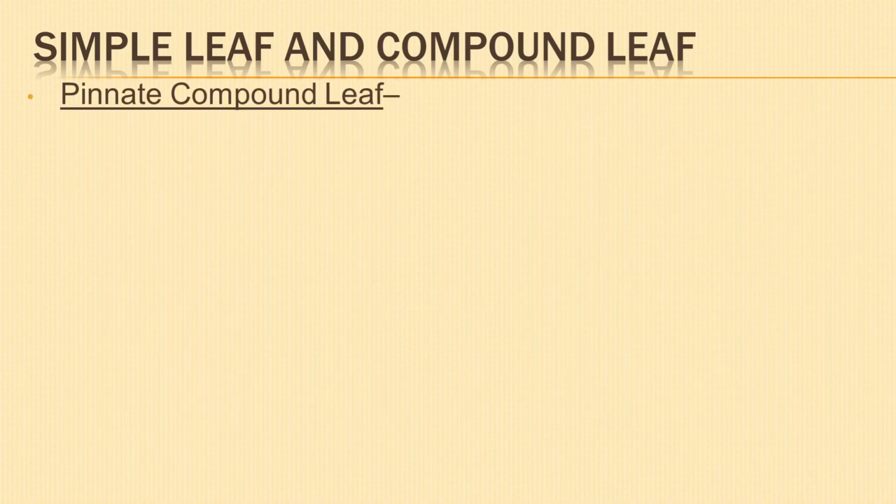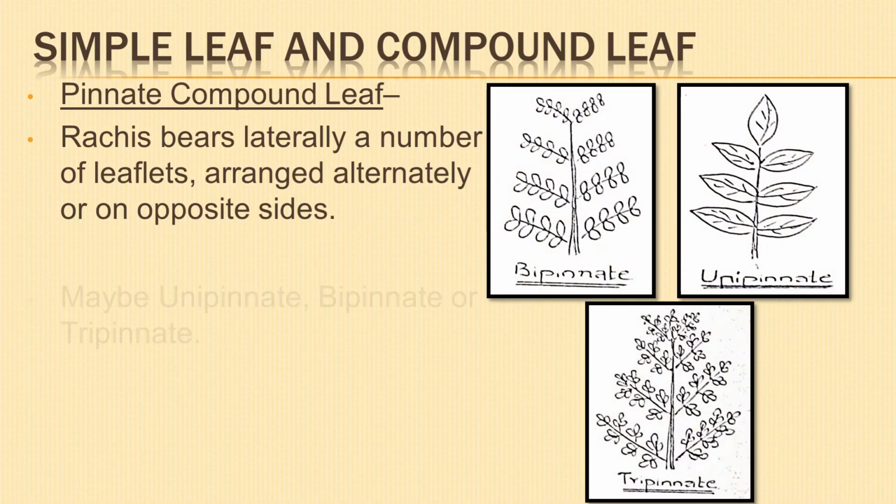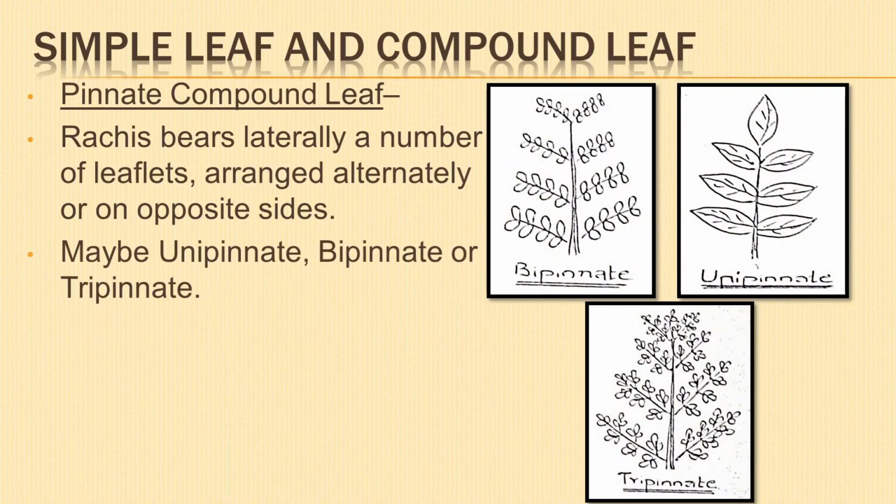Compound leaves are of two types, pinnate and palmate. When the midrib of a leaf, known as the rachis, bears laterally a number of leaflets arranged alternately or in an opposite manner, it is known as a pinnately compound leaf, as in tamarind. It may be unipinnate, bipinnate, or tripinnate.